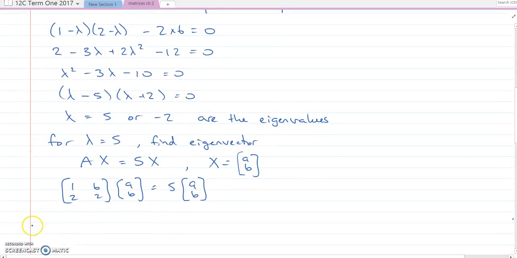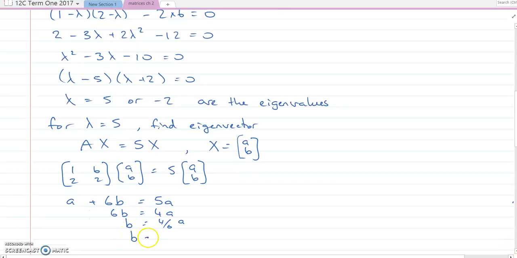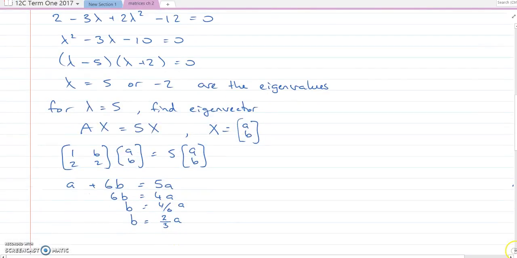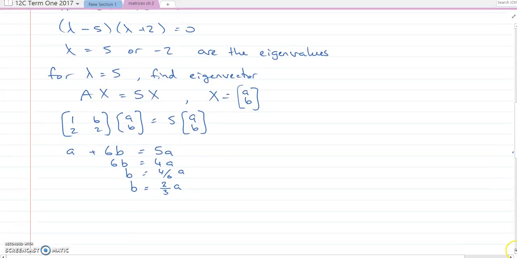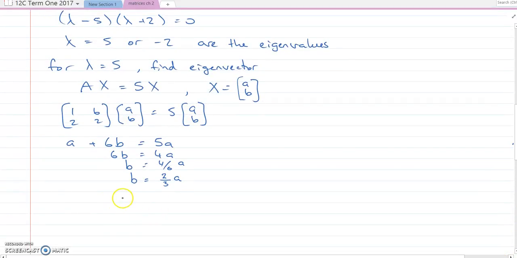And if we just expand this, and I actually only need to expand the top, you will find that you get exactly the same thing if you expand the bottom. This works out to 6b equals 4a, so b equals 4 over 6 times a, and simplifying that, b equals 2/3 of a. And that's it. There's not a specific exact value, but it's the eigenvector.